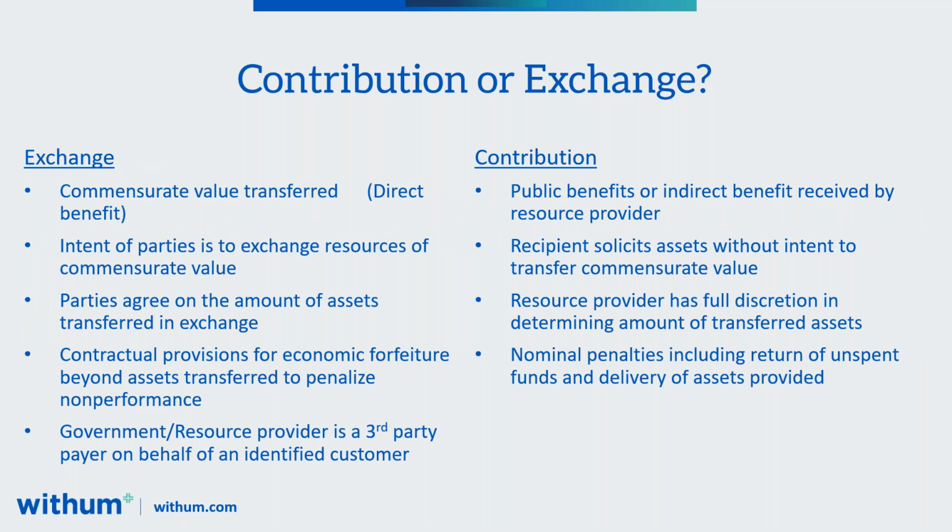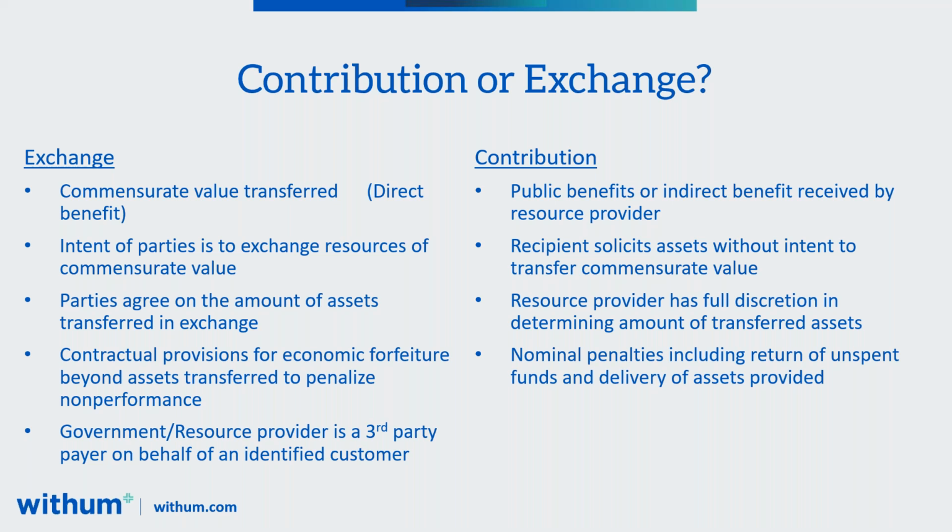On the next slide, we give you some key indicators of exchange versus contribution. So on the left side of the page there, you'll see under exchange, again, the key element is that commensurate value is transferred. The resource provider is receiving a direct benefit. The resource provider is getting something for the funds provided to you. The intent of the parties is to exchange resources of commensurate value. You contrast that with a contribution. In a contribution, the resource provider may only be getting indirect benefits, or perhaps the public benefits, but there is no direct benefits. So important to realize those indicators.